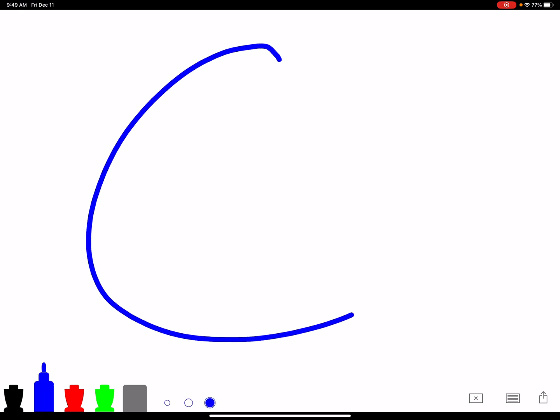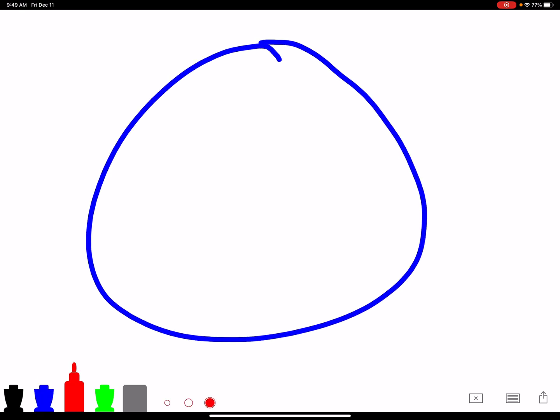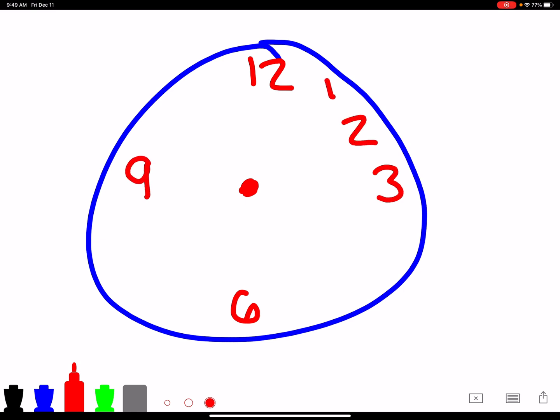And so we are going to start by warming up by telling the time. So I'm going to draw my clock the best that I can. Okay, then we have 1, 2, 4, 5, 7, 9, 10, and 11. And that is my clock.